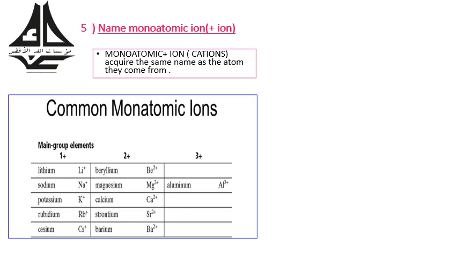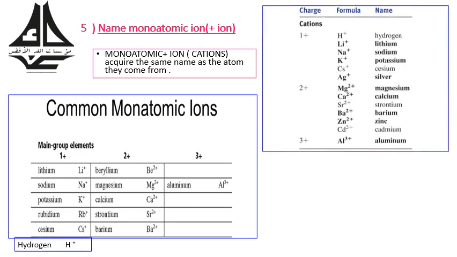We have here Li+ lithium ion, Na+ sodium ion, K+ potassium ion, Rb+ rubidium ion, the same name as the atom they come from, and you add the word ion. Cs+ cesium ion, Be2+ beryllium ion, Mg2+ magnesium ion, Ca2+ calcium ion, Sr2+ strontium ion, Ba2+ barium ion, and Al3+ aluminum ion.